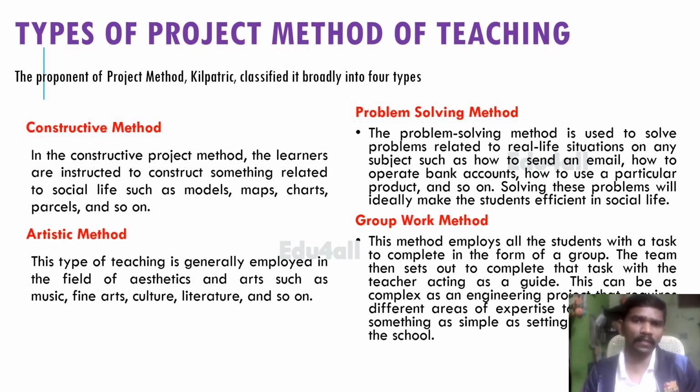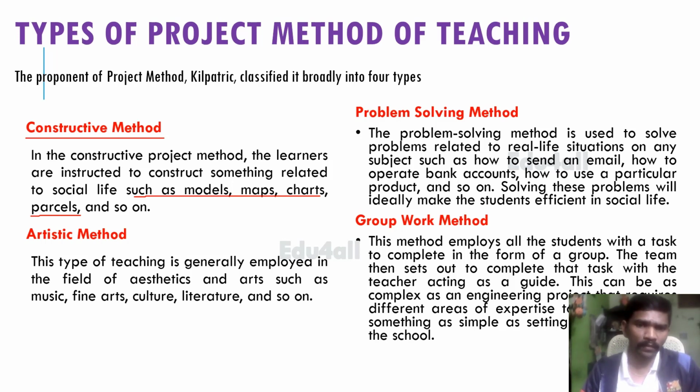The next topic is types of project. What could be the types? Based on the competency and age appropriateness, we are classifying projects into 4 major groups. The first one is the constructive type. Here students are allowed to work on social life topics such as models, maps, charts, parcels and so on. They are going to construct a model. If you give a problem, they find out a model. If it is a project like that, it is said to be the constructive type.